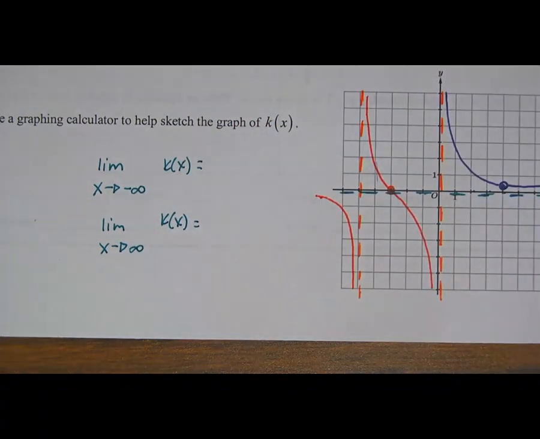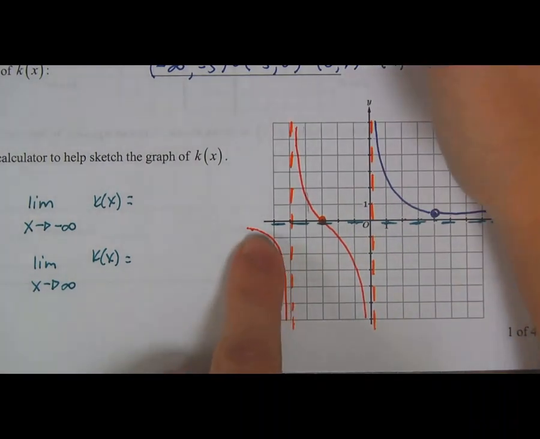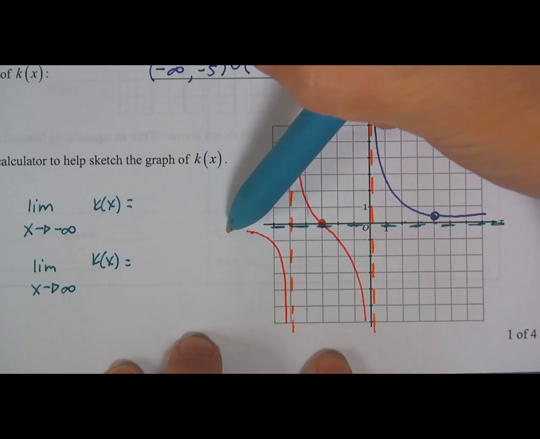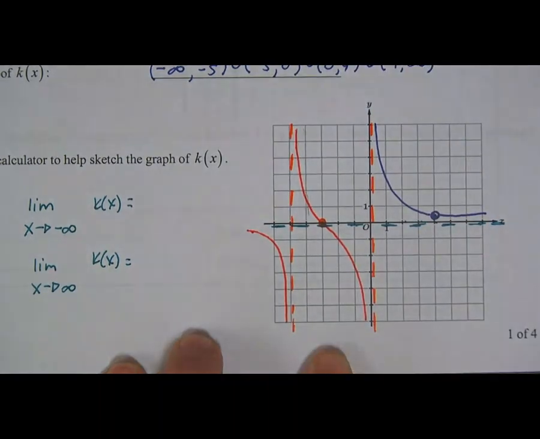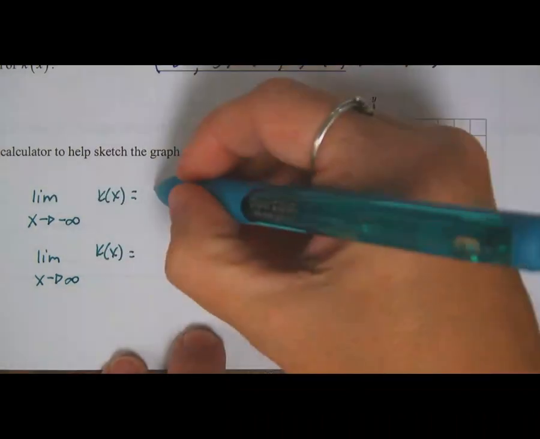We need to figure out what the y values are approaching as this graph goes off to the left forever. Well, check this out. As this graph goes off to the left forever, y is getting really close to what? But it's never going to touch it. What did somebody say? 0. It's the horizontal asymptote.